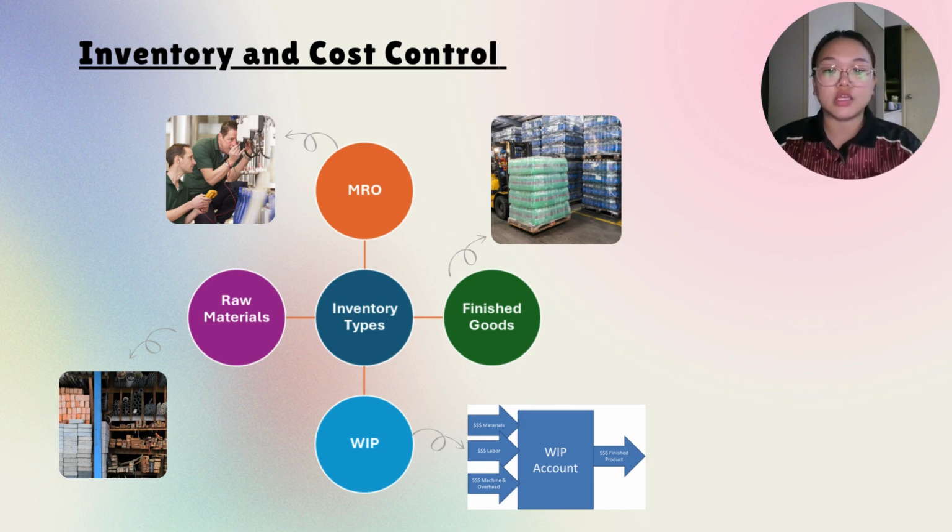Next is finished goods, which are fully assembled, tested, and ready-to-sell HVAC units. The manufacturing also has MRO, which stands for maintenance, repair, and operation inventory. This type of inventory includes spare parts, tools, and lubricant.